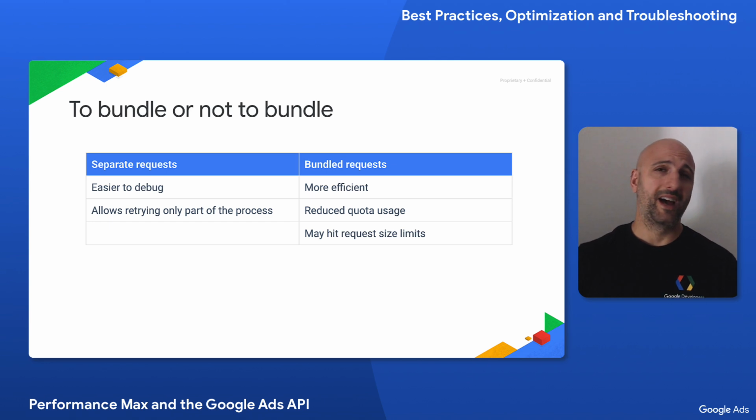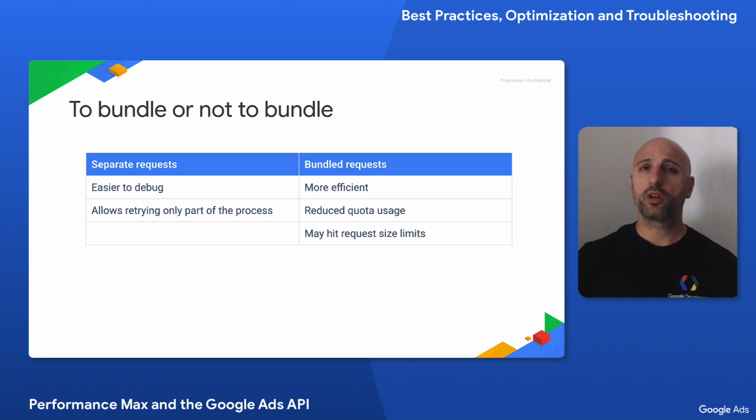There is also another caveat to keep an eye on when bundling operations together, which is request size. There is a maximum size limit on all API requests, and especially if you are creating several images at once, you may be hitting that limit. To avoid that, one solution would be to create the image assets first, and then in a separate request, the asset groups, asset group assets, and the other resources.